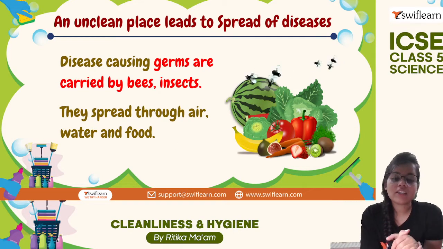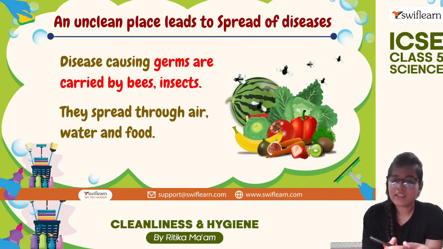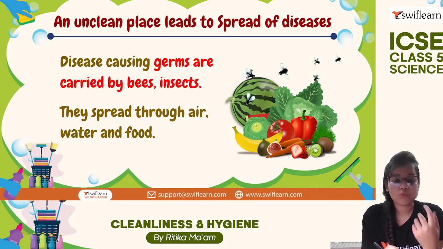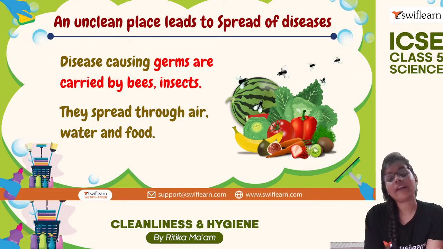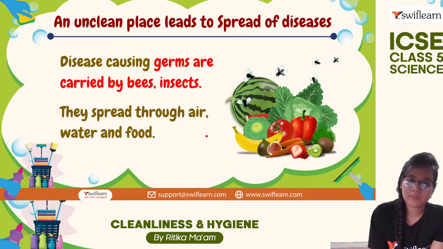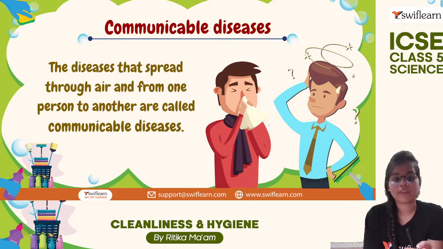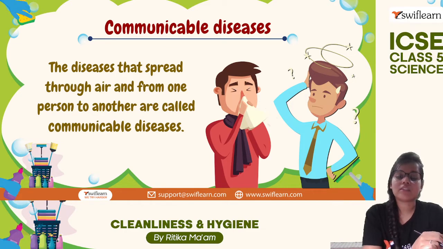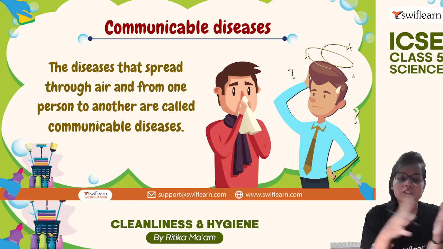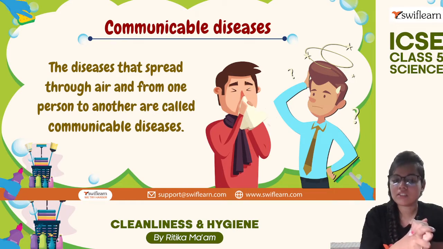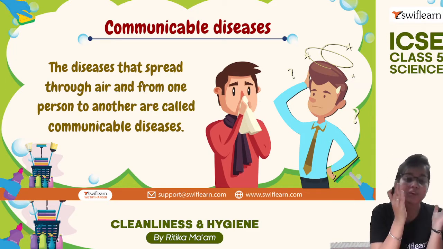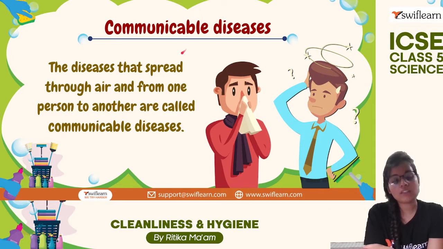The disease-causing germs are carried by bees and insects, especially flies and mosquitoes. They spread through air, and they can spread through water and food also. So that is why it is said that you should wash your vegetables and fruits before having them, and you should be drinking clean water. Now, communicable diseases. What do we mean by communicable disease? Any disease which can spread through air from one person to another is known as a communicable disease. Communicable means transferable. So if any disease can transfer from one person to another, it is known as a communicable disease.